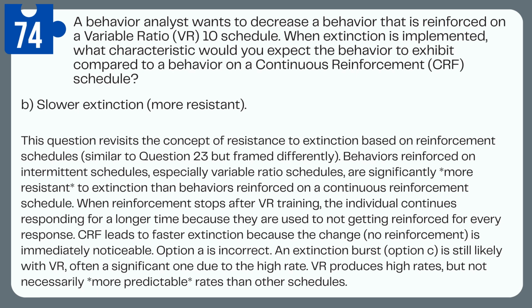Option A is incorrect. An extinction burst, option C, is still likely with VR, often a significant one due to the high rate. VR produces high rates, but not necessarily more predictable rates than other schedules.